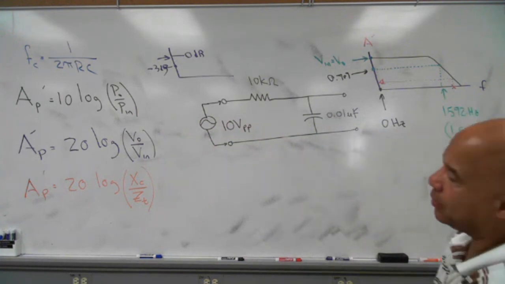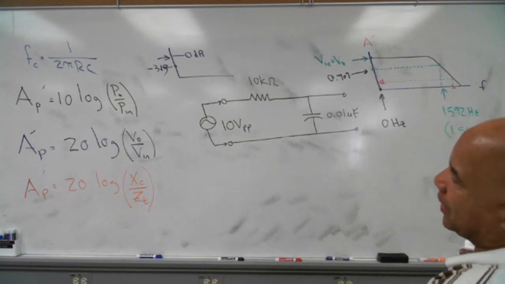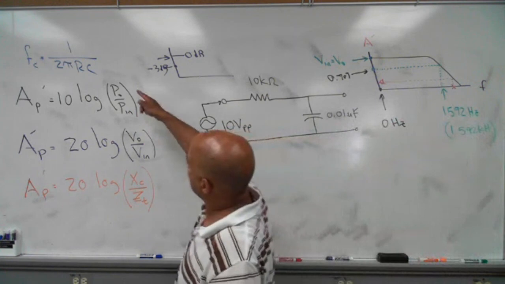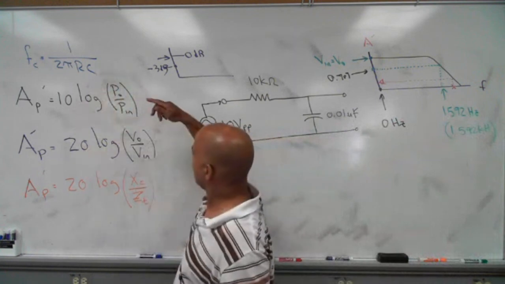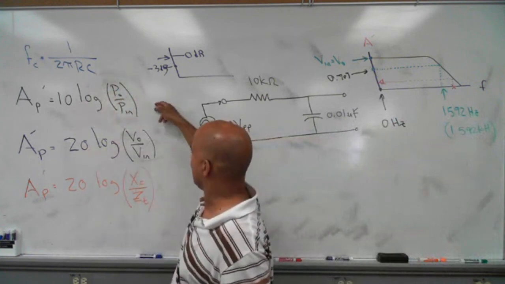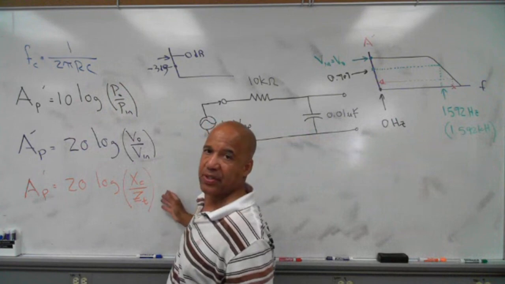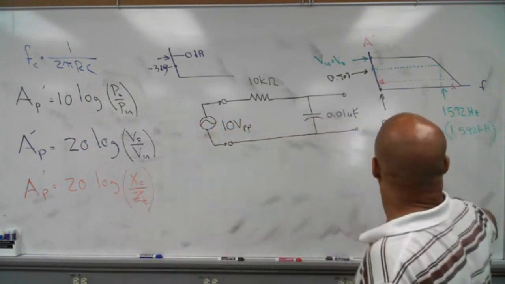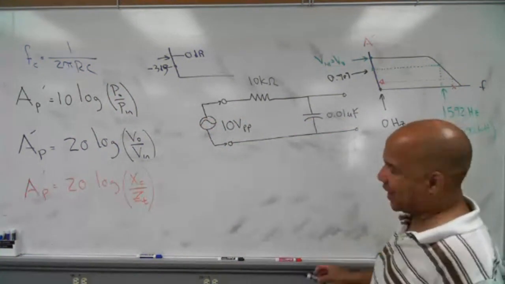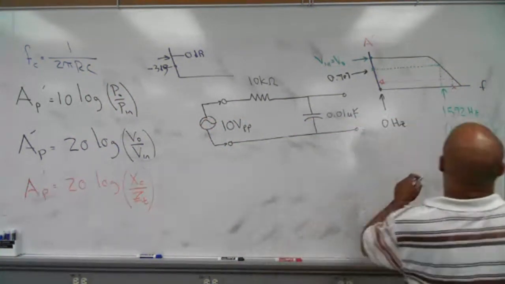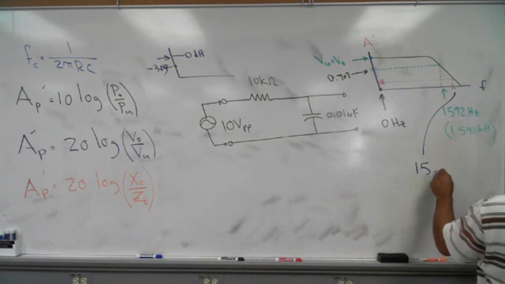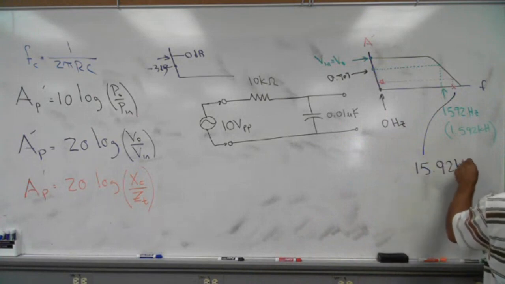There's a couple ways you could do this problem, but if you're kind of following the logic of the problem, first we use this equation, then we use I think this one and then this one. So now we're going to use this equation. There's other ways you could do it, but what we know is they gave us the frequency. They said that our frequency out here was 15.92 kilohertz.